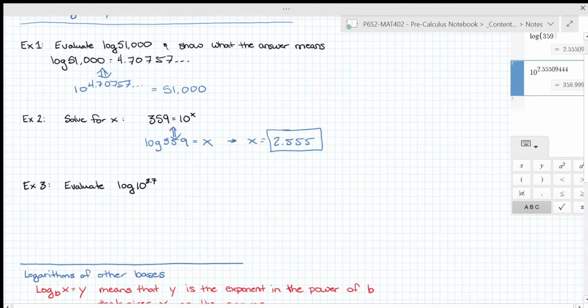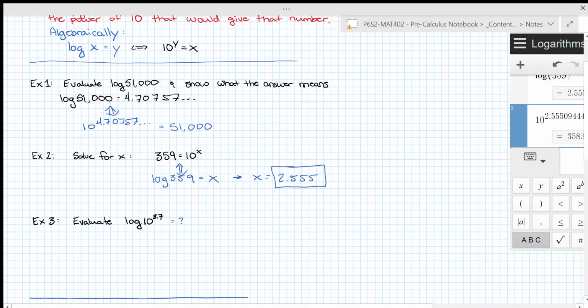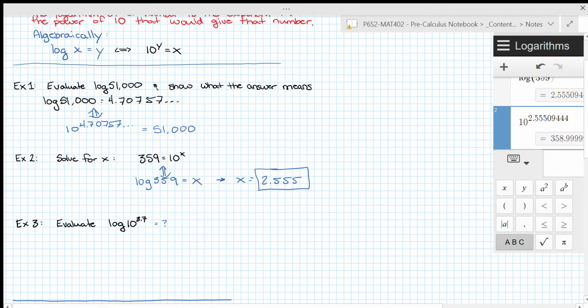Third one here says evaluate the log of 10 to the 3.7, right? We'll put this in here. This is equal to what? Well, let's rewrite it using that kind of change over here. In this case, I'm in that logarithmic form. So the output here should be the exponent in the power of 10 that would give me 10 to the 3.7 as an answer.